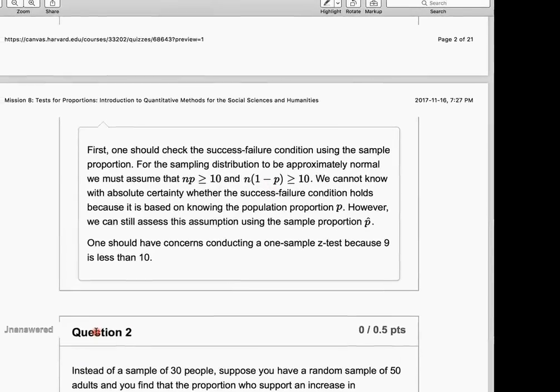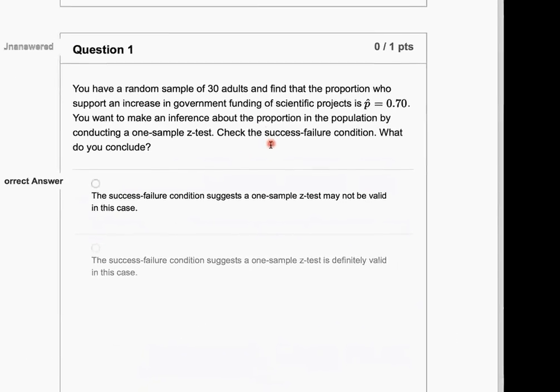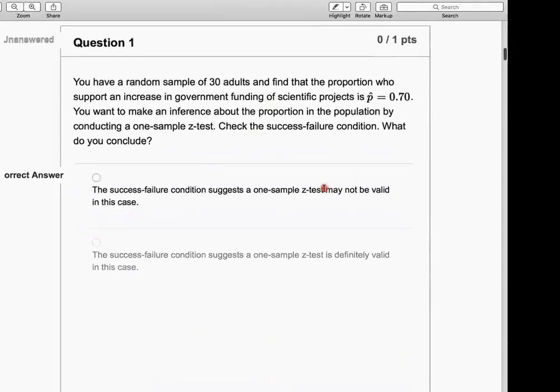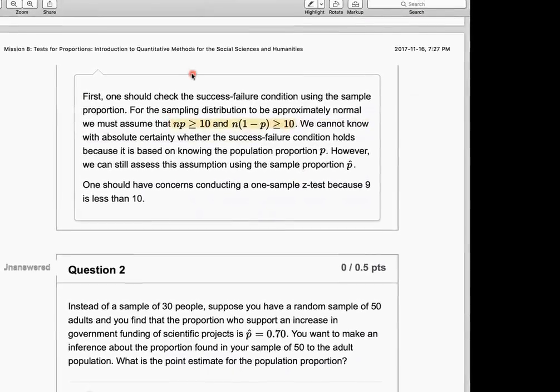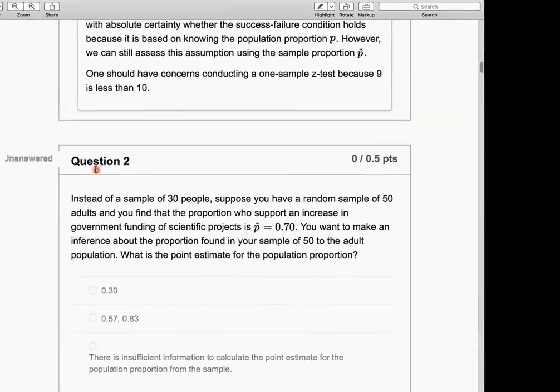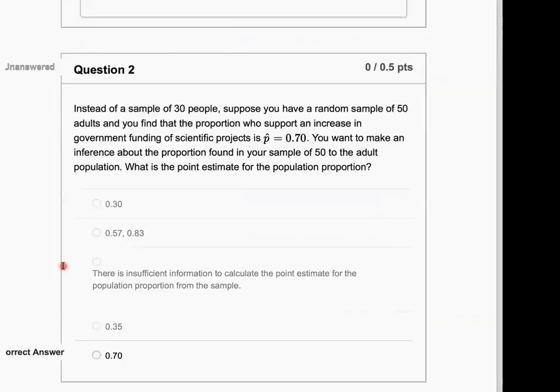Okay. So the main point I want to make is that you want to check the success-failure condition. That's what I want to flag, and just let you know that you should probably look for this equation right here.